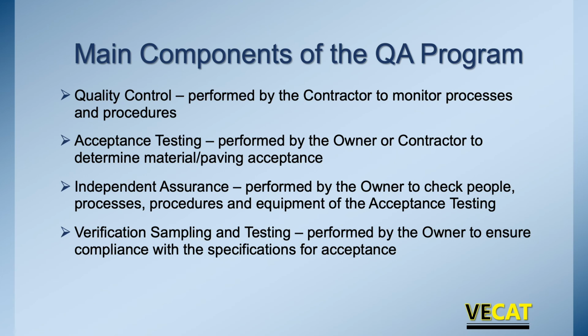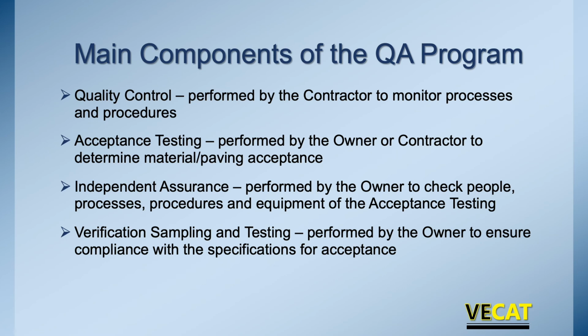Then we have independent assurance. So we're going back through and we're really checking the quality control program. It's being done by the owner, and it's making sure that the people, the processes, the procedures, and the equipment that's going into not only quality control, but the acceptance is actually working. We're not seeing, does it pass or fail? We're checking the process that goes into determining that acceptance determination.